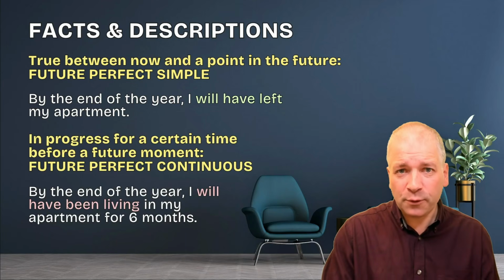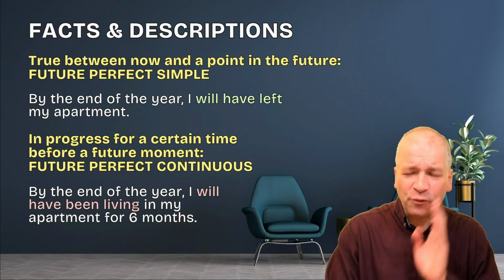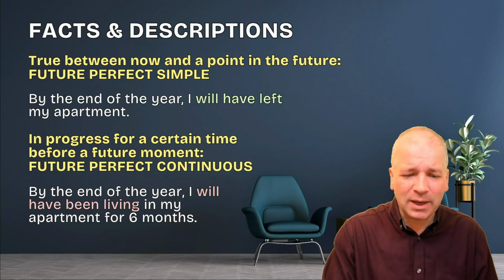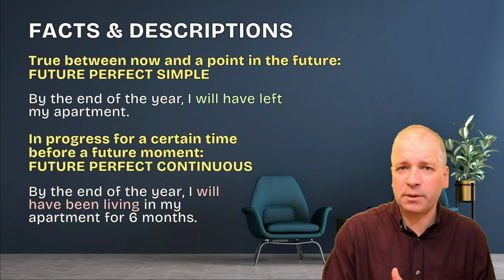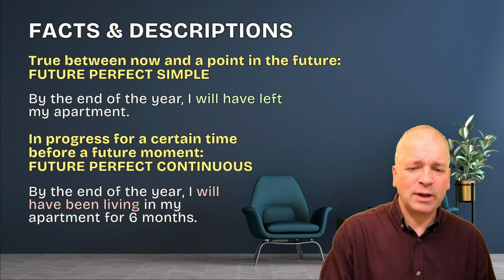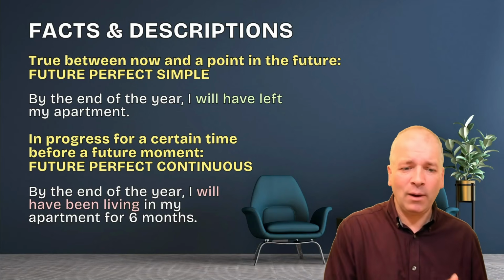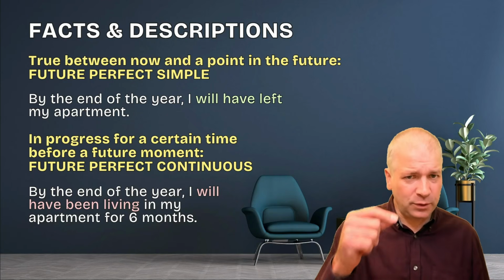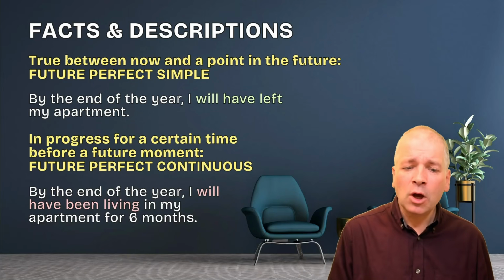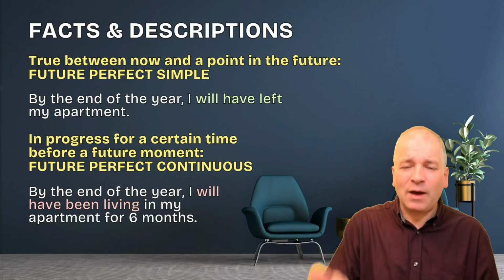And we could also use the future perfect continuous for things that are in progress for a certain time before a certain future moment. By the end of the year, I will have been living in my apartment for 6 months. So this is different to the future perfect simple. With the future perfect simple, I will have left my apartment at any time between now and the end of the year. But with this example, I will have been living in my apartment for 6 months. We mean for this period of time, finishing at that future moment.